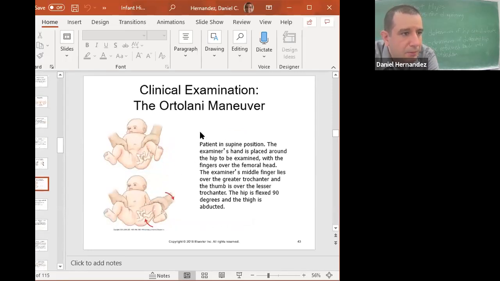And then with the Ortolani maneuver, patient is supine. The examiner's hand is placed around the hip to be examined, and the fingers over the femoral head. Examiner's middle fingers lie over the greater trochanter, and the thumb over the lesser trochanter, and the hip is flexed 90 degrees and then abducted, brought inward. I'm sorry, outward.